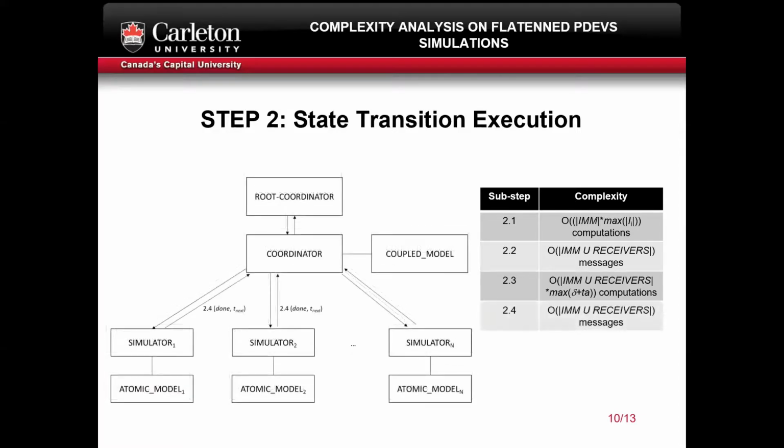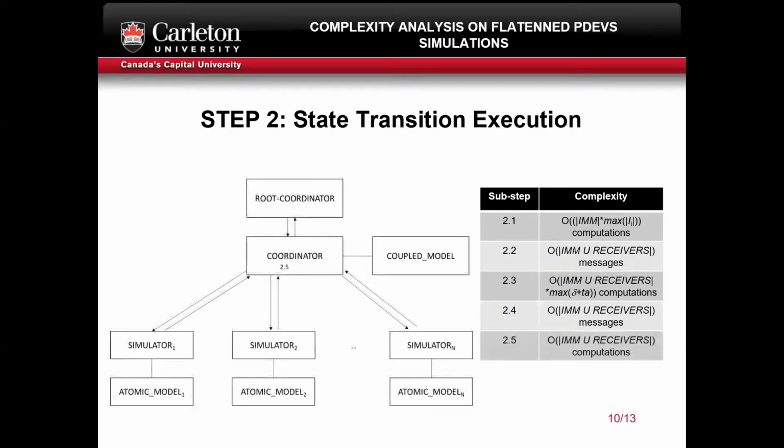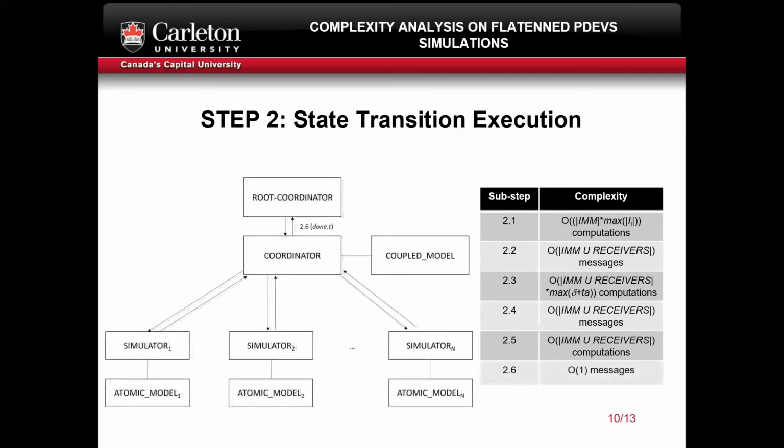And after this, in step 2.4, all those imminents and receivers send a message back to the coordinator indicating that they have finished their task. And finally, the coordinator updates the future event list and goes back to the coordinator. Again, you can see the complete details in the document, where it is very well specified what each one of these substeps does.